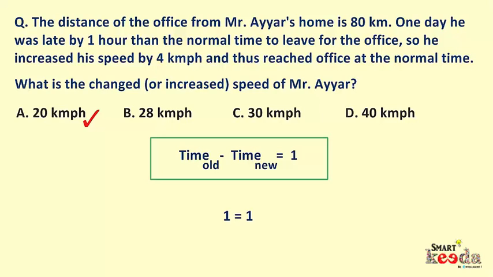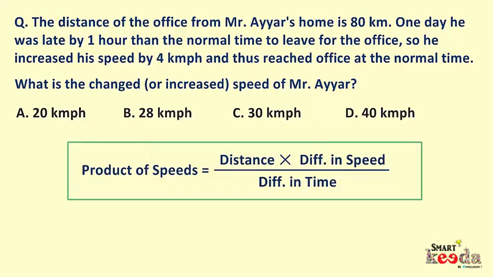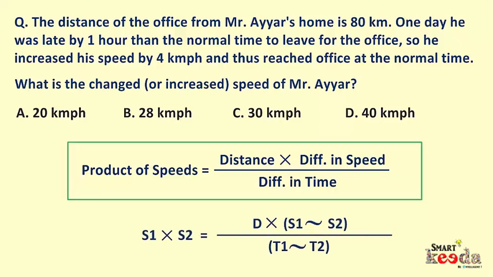Now the next method to solve the same question is a very important shortcut approach, which goes like product of speeds is equal to distance into difference in speed upon difference in time. Friends, I must say this is a very important formula or shortcut approach for time and distance questions. We can also write it as S1 into S2 is equal to D into difference of S1 and S2 upon difference of T1 and T2.